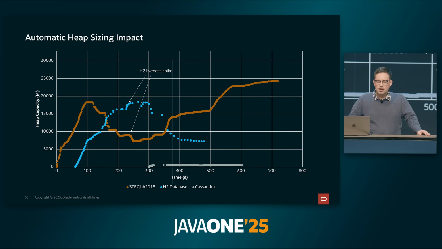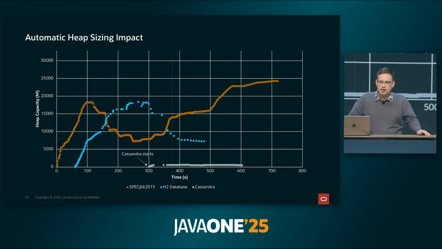But there's a liveness spike in the H2 database program where it needs a lot of memory. And SpecJBB 2015, on the other hand, it just wants to use more memory, but the heap isn't very dense. And what happens is that the memory availability drops, and the system adapts so that SpecJBB 2015 starts shrinking its heap to make memory available for the database application so it can progress past its liveness spike.